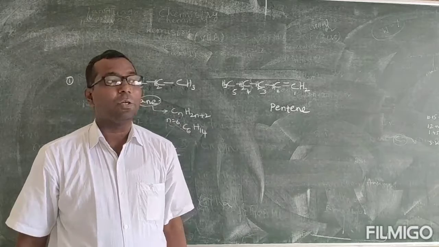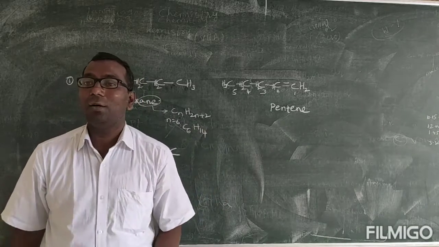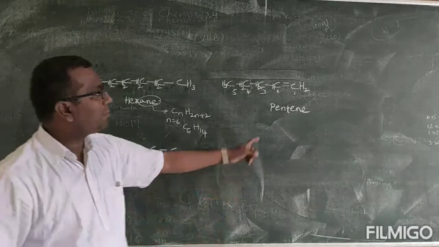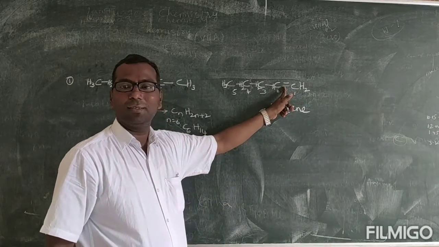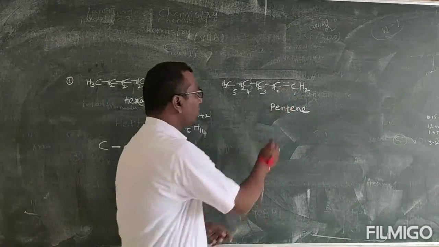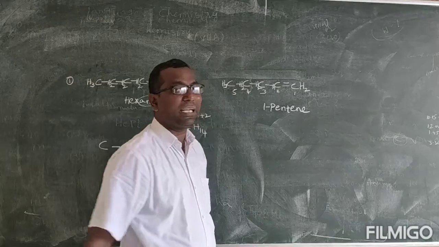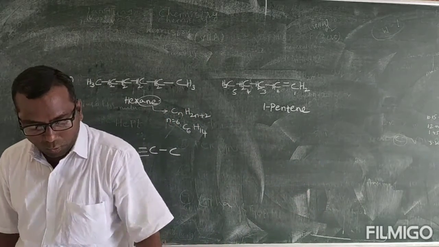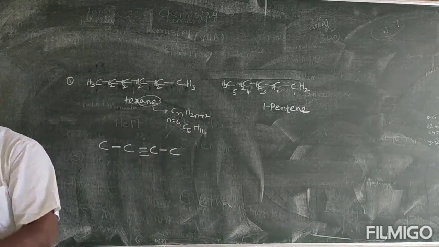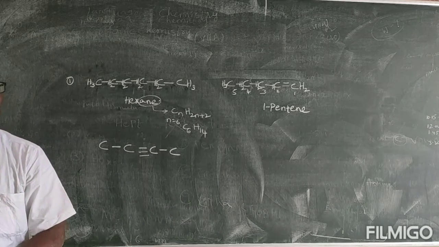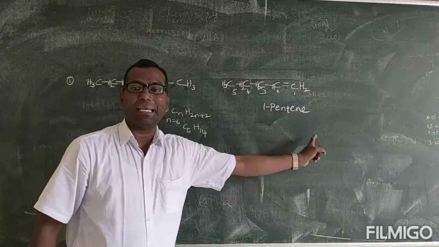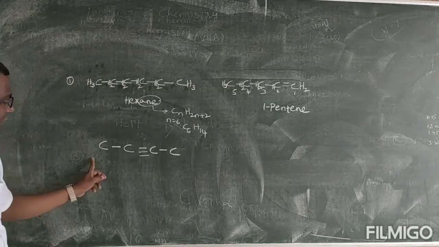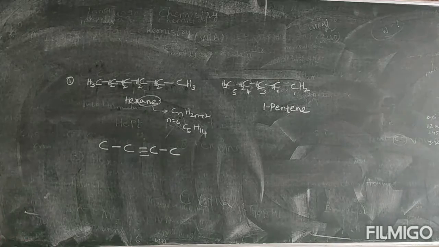No. You have to write the position of the double bond also. Where is the position of the double bond? 1. So it is 1-pentene. The name you have to write as 1-pentene. Have you understood? 1-pentene. Is it clear to you? Now for this we will see.